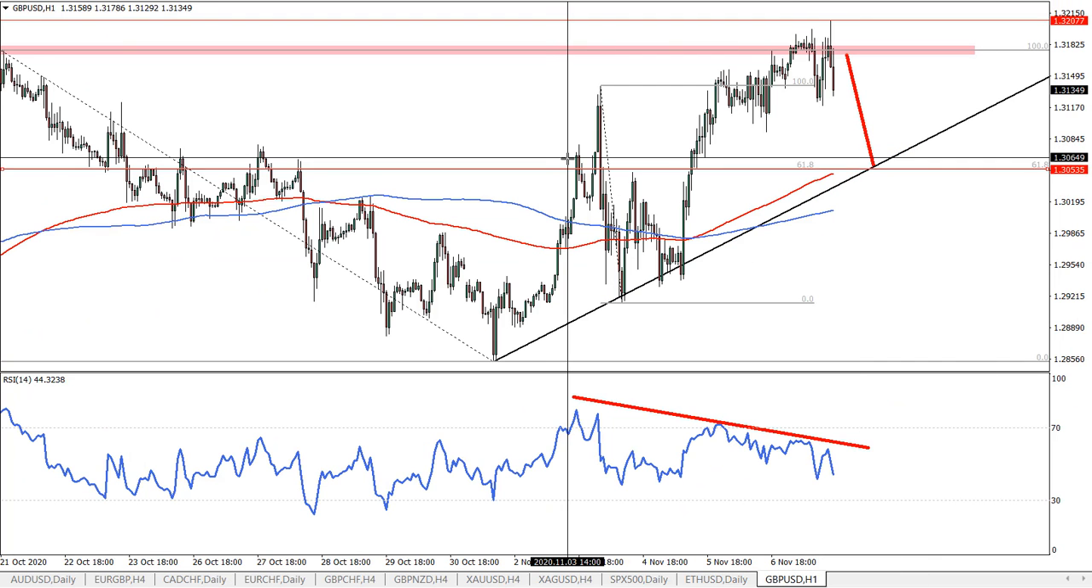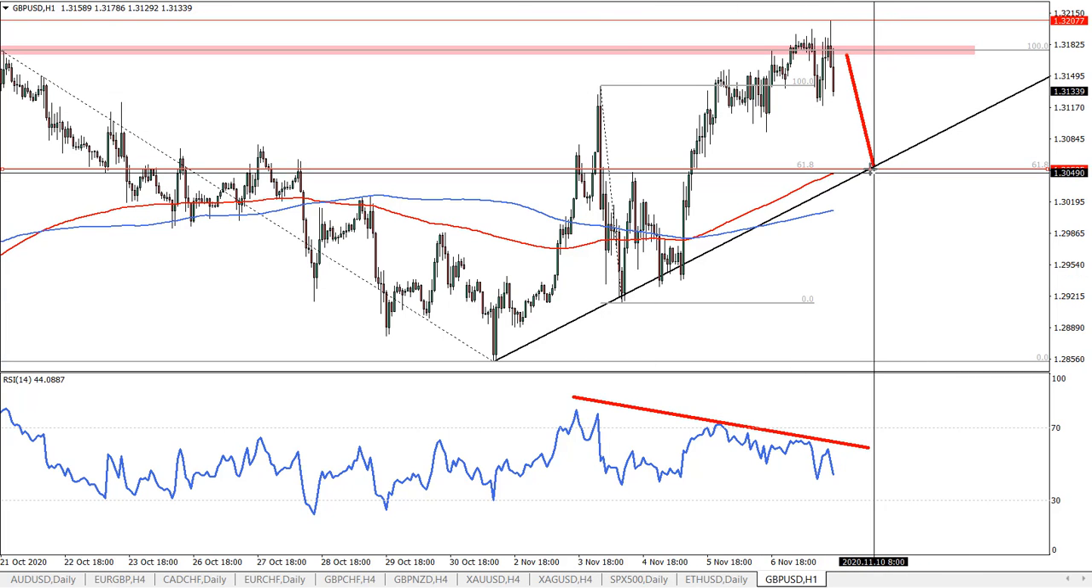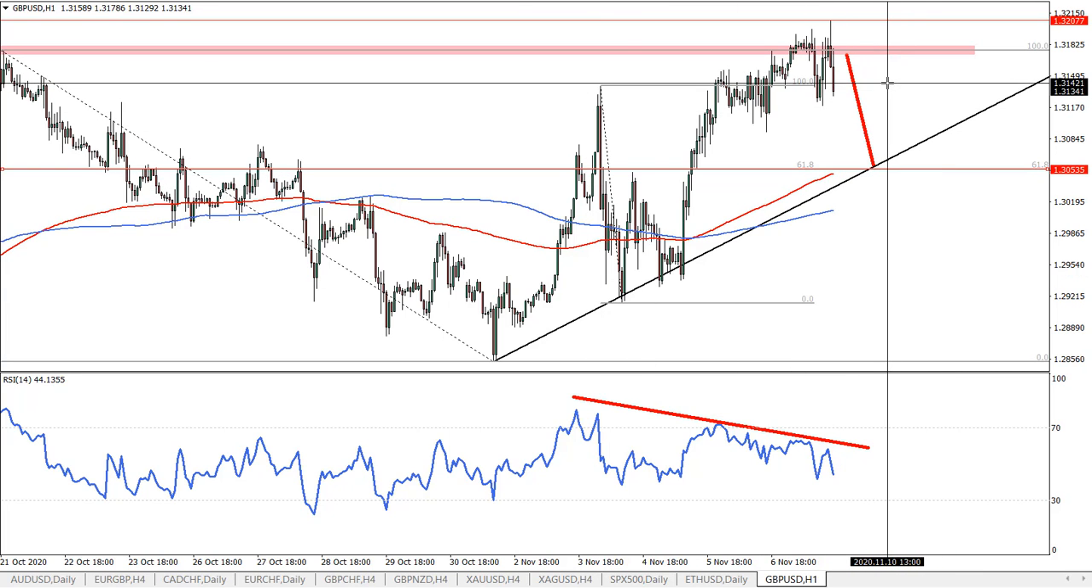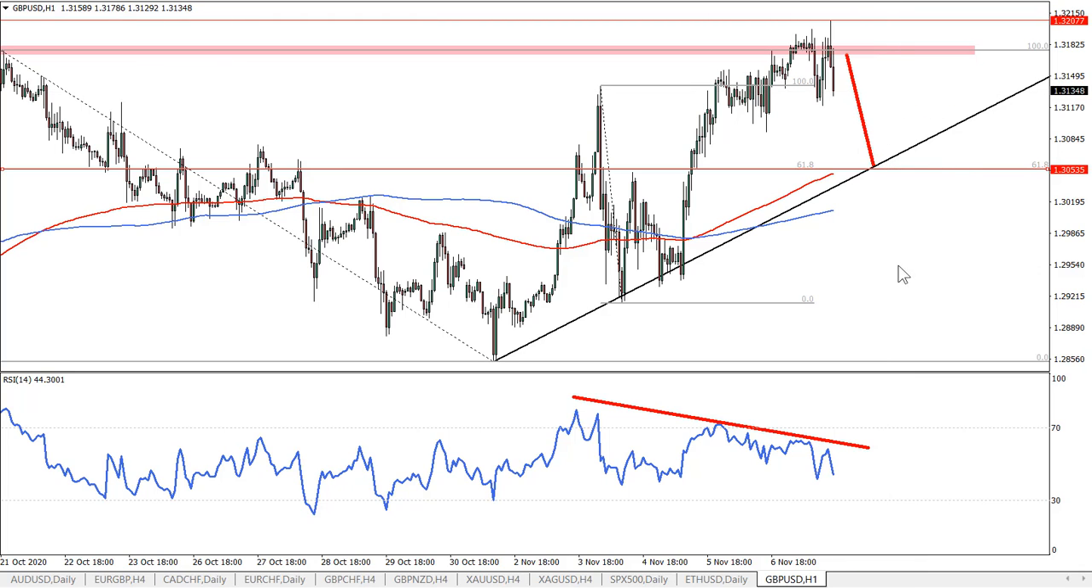And finally, pound versus dollar for today. Quite a short-term downtrend, which is likely to result in 70-80 pip downside move, and we will see whether this support holds or not, if and when reached.